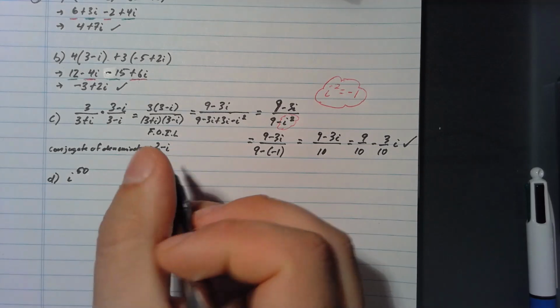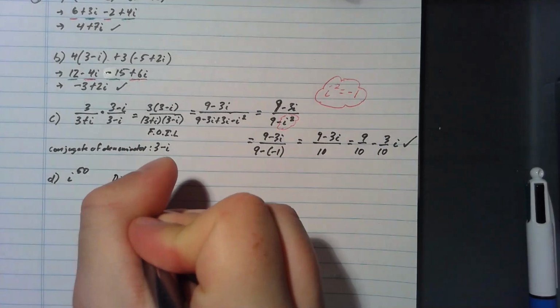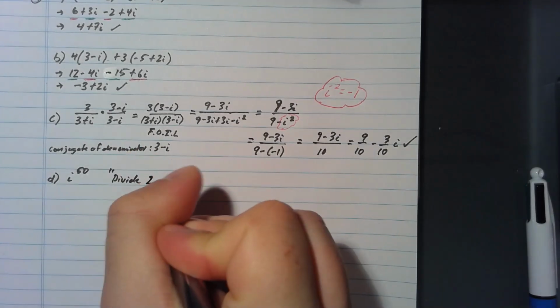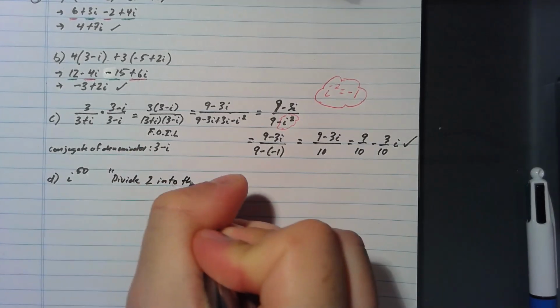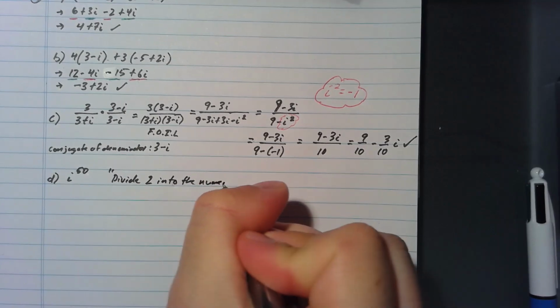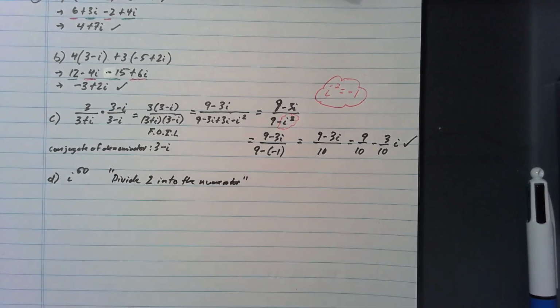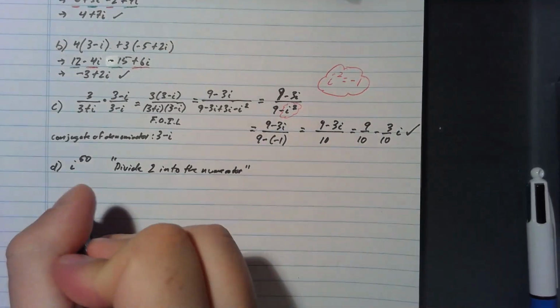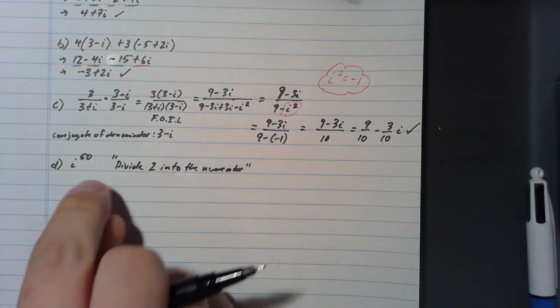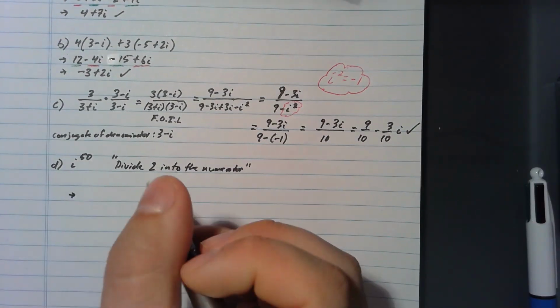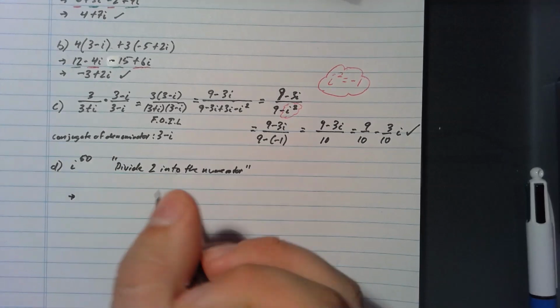So I want to divide 2 into the numerator. Alright, so this just becomes a long division problem. So 2 divided by 50, or I'm sorry, 50 divided by 2.